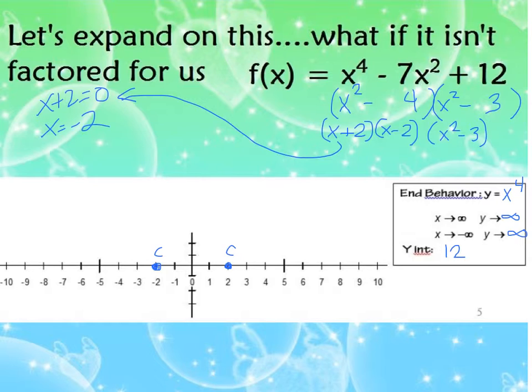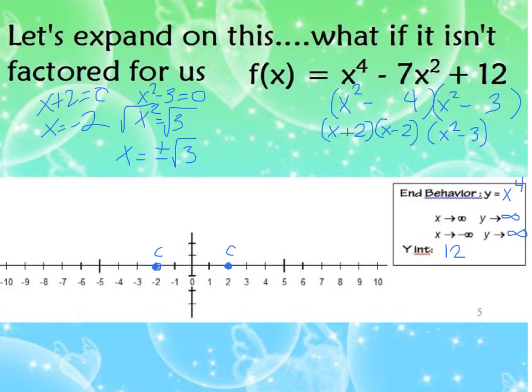So let's look at how you would do that with your x squared minus 3. So I'm going to do x squared minus 3 equals 0. Add the 3 over. Square root both sides. Don't forget your plus or minus. It just doesn't square root nicely. It's the square root of 3. Okay, that's not very pretty, but those are my zeros, and I would just have to approximate those on my graph.